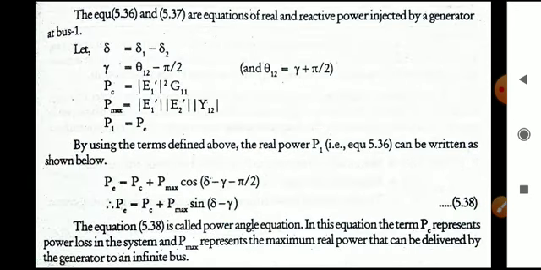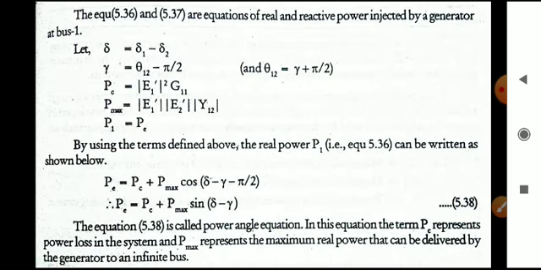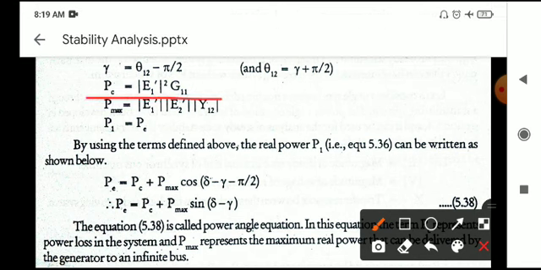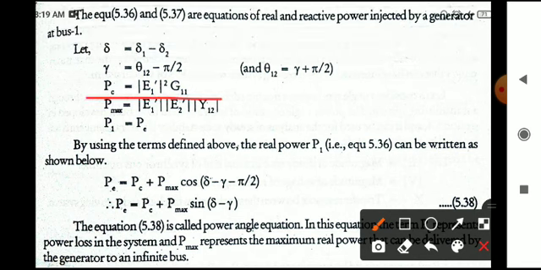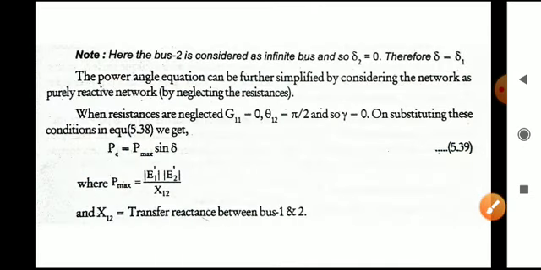If we substitute these values in the power angle equation, P is equal to Pc plus P max into sin of delta minus gamma, we can simplify the equation as P is equal to P max sin delta. The term Pc becomes 0 because Pc is mod E1 dash square into G11, and if G11 is 0, Pc becomes 0. Also the term gamma becomes 0, so the power angle equation becomes P is equal to P max sin delta.